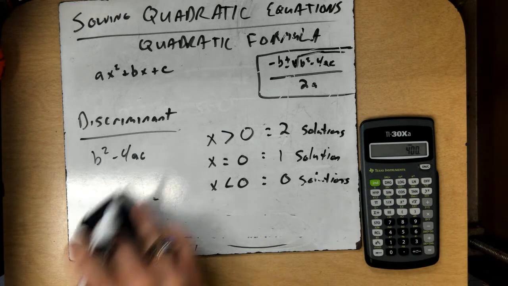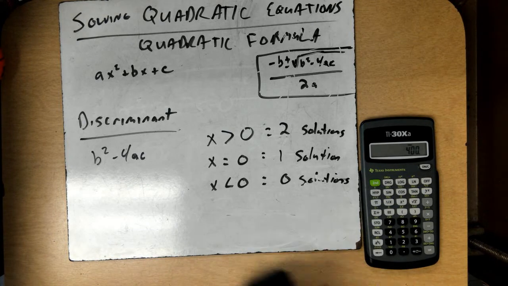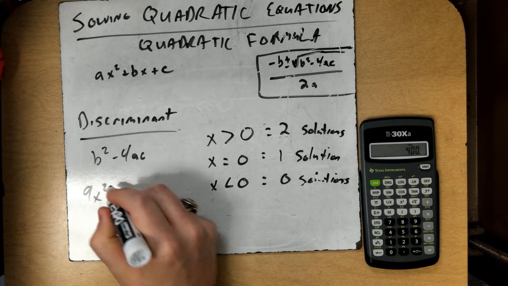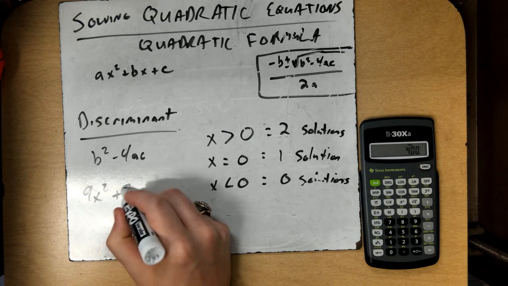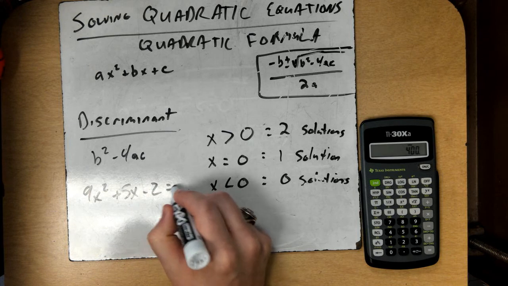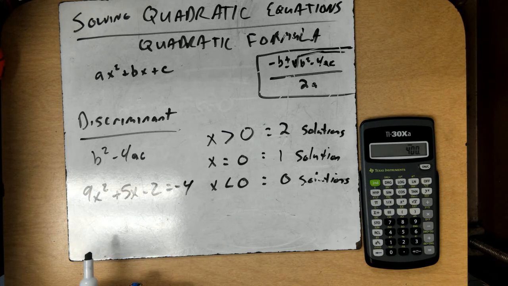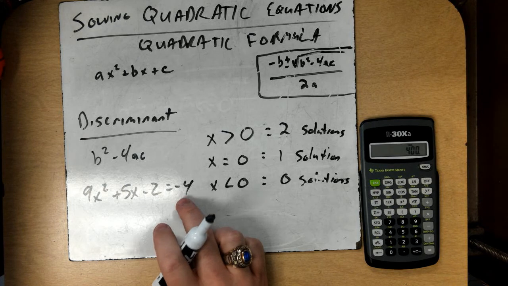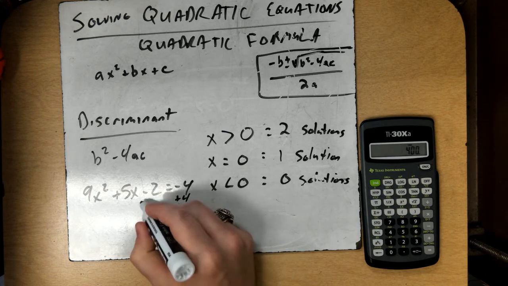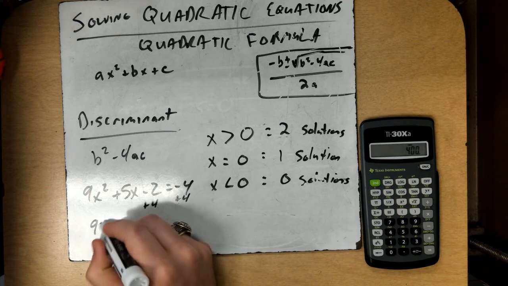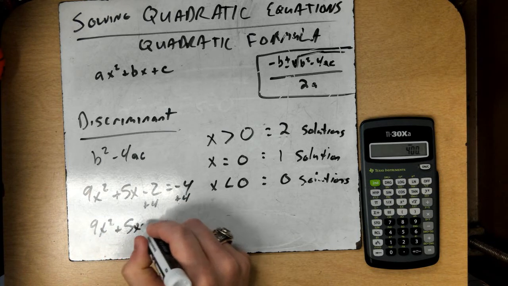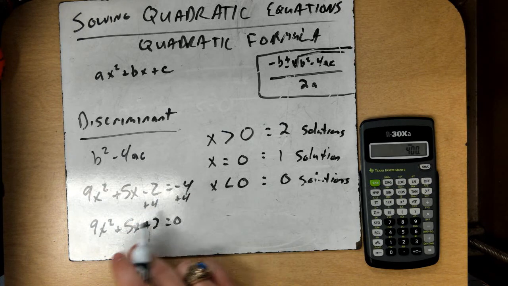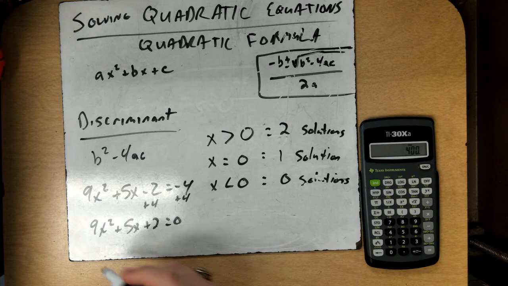All right, last one. Let's do 9x squared plus 5x minus 2 equals negative 4. So in this case, we have to make this last one equal to 0. So let's go ahead and add 4 to this side, and negative 2 plus 4 is 2. Okay, let's go ahead and plug this in.